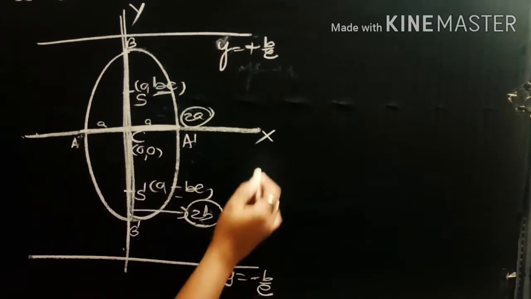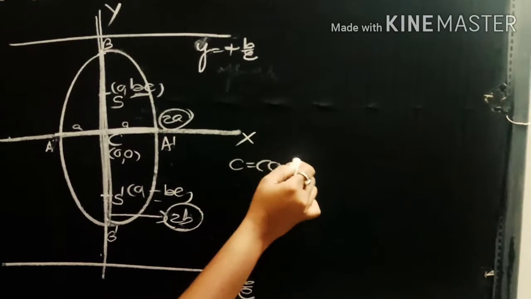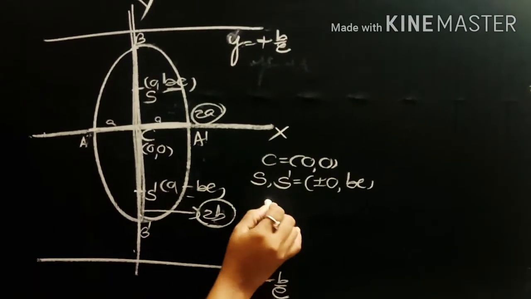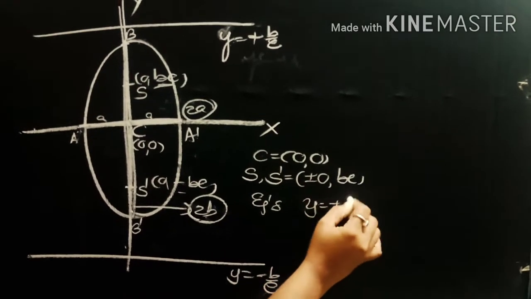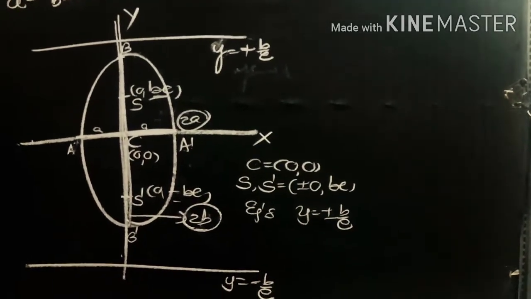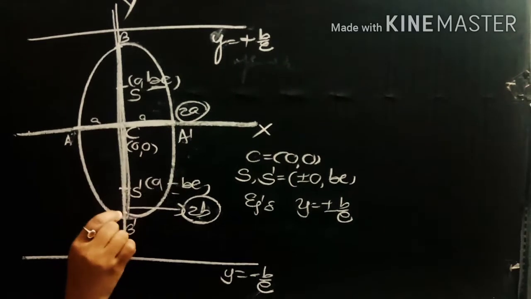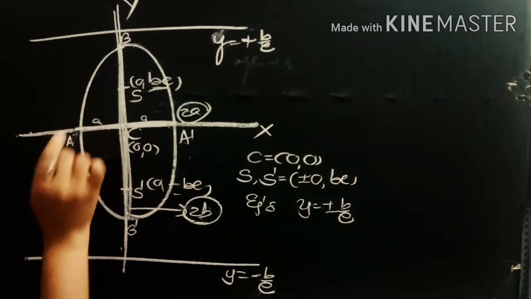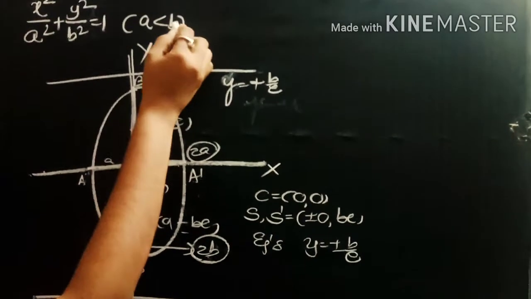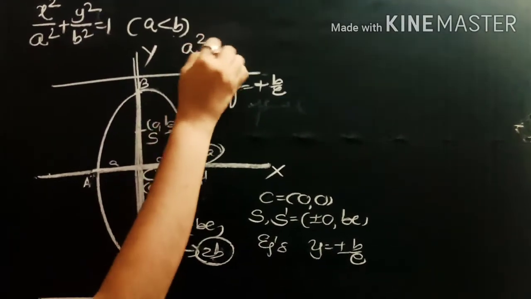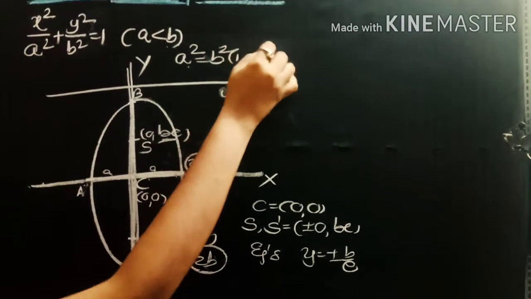So here the formulas are: center is equal to (0, 0), and the equations of the directrices are y equals plus or minus b by e, the length of the major axis is equal to 2b, and the length of the minor axis is equal to 2a. And here, in the case a less than b, we take a square equals b square into 1 minus e square.